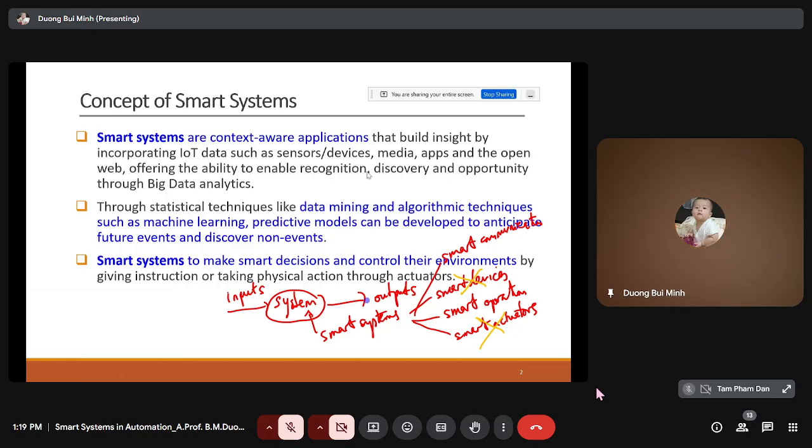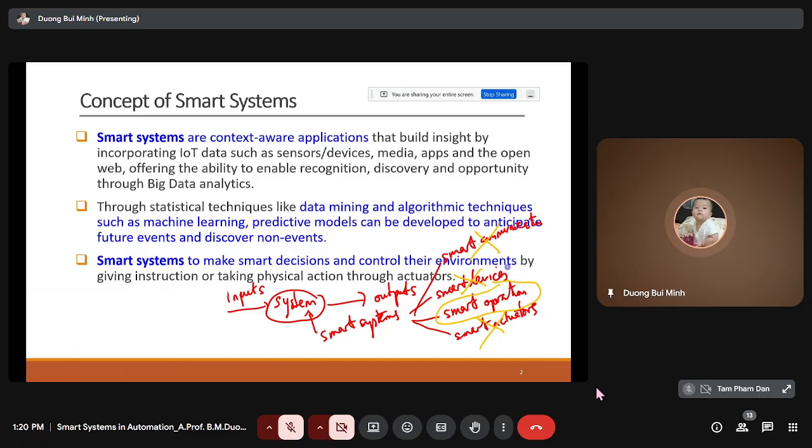We skip smart communications because you study another course, for example computer networks or industrial networking, right? Next semester you study industrial networking. So we also skip smart communication. So we focus on smart systems operation.